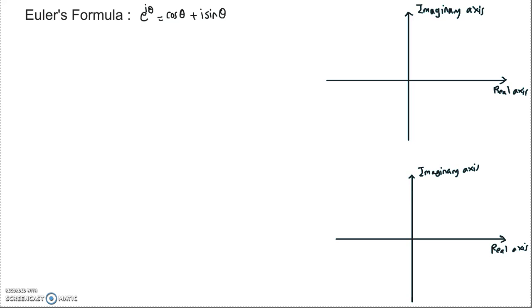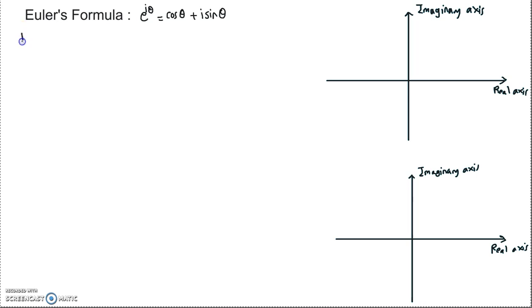So in this video, we'd like to talk about Euler's formula. Euler's formula states that e to the i theta equals cosine theta plus i sine theta. I'm assuming that you're familiar with complex numbers, so let's just quickly review that.